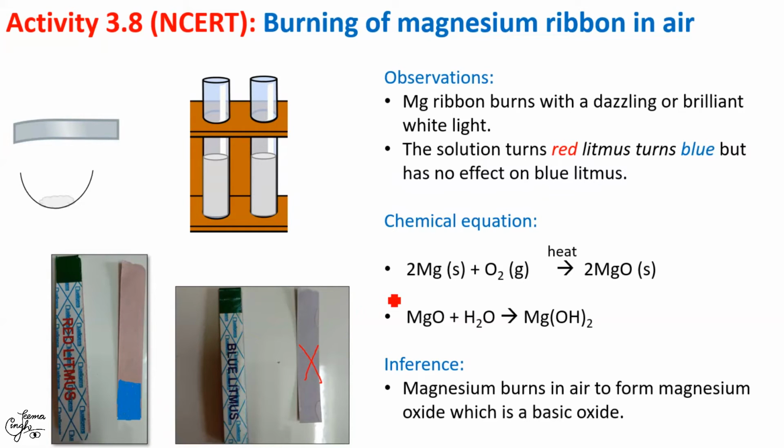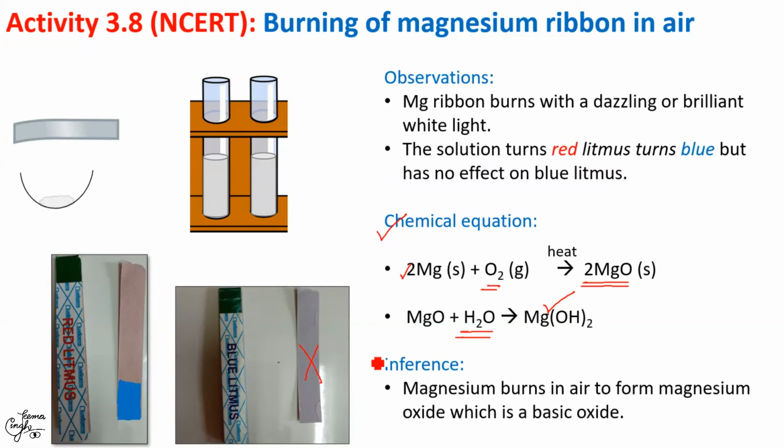The equations involved in these reactions are: magnesium burns in oxygen to give rise to white color solid magnesium oxide. When this magnesium oxide is dissolved in water, it gives rise to magnesium hydroxide, which being basic turns red litmus blue.